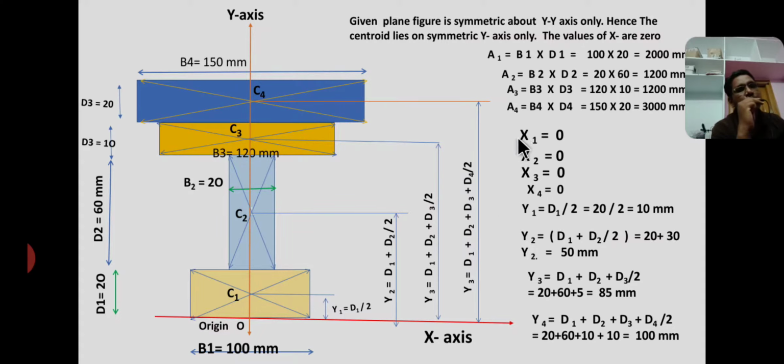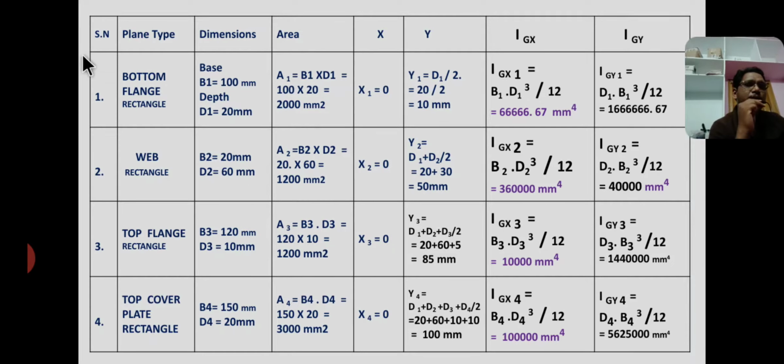I have written these values in tabular form on the next slide. These are the section numbers. Section 1 refers to the bottom flange, section 2 refers to the web, section 3 refers to the top flange, section 4 refers to the top cover plate. And these are the dimensions and the individual areas. These are the individual centroids. X and Y values are called centroids. And IGX, IGY are called area moment of inertia about the centroidal axis. IGX is the area moment of inertia about the centroidal GX axis, and IGY is the area moment of inertia about the centroidal GY axis.